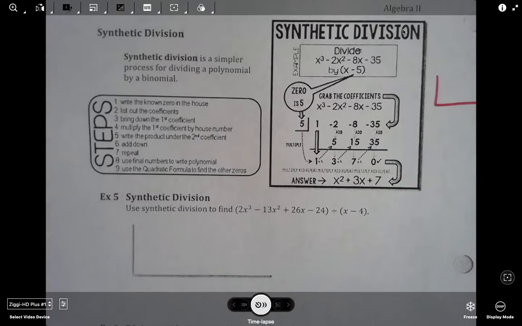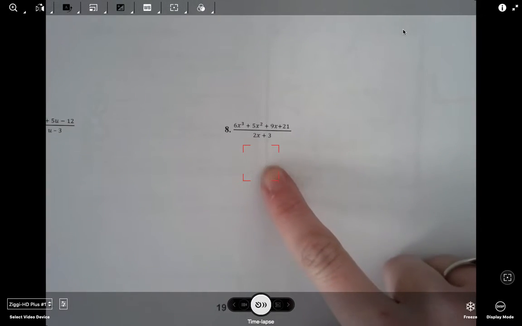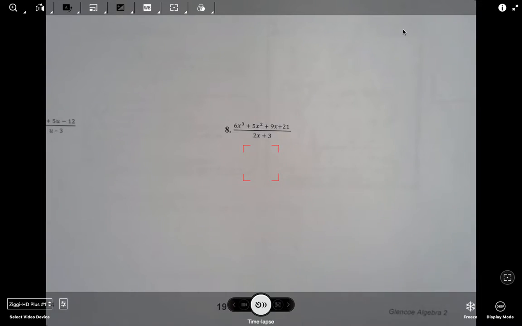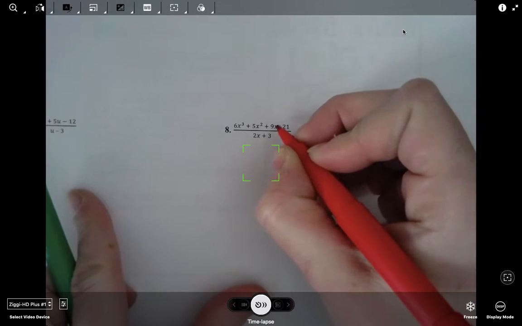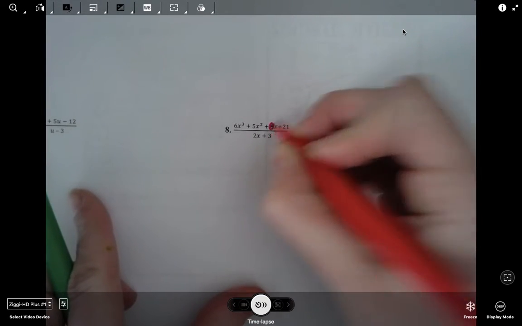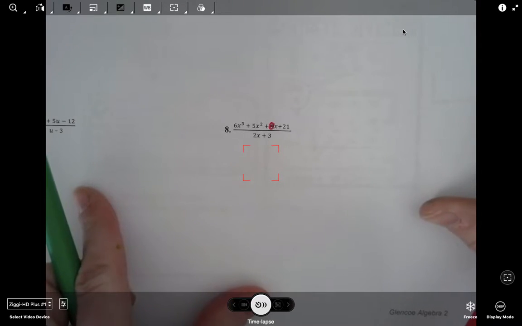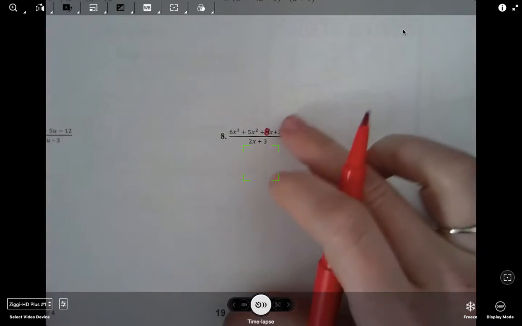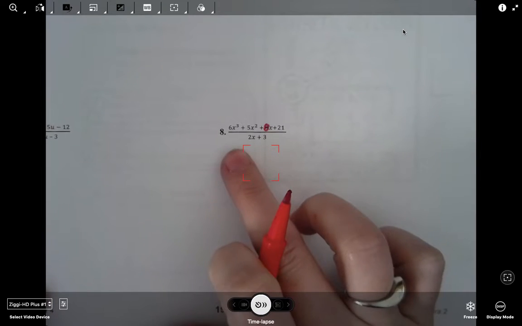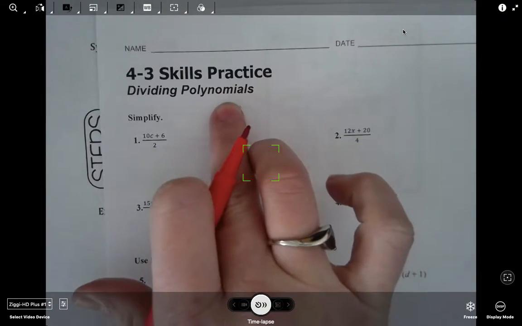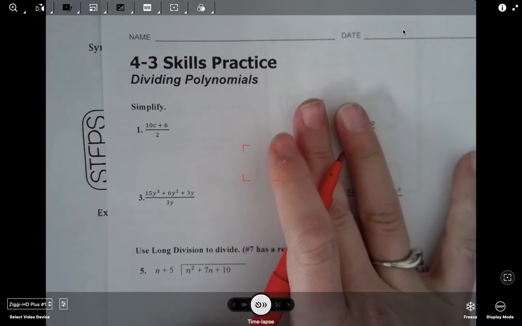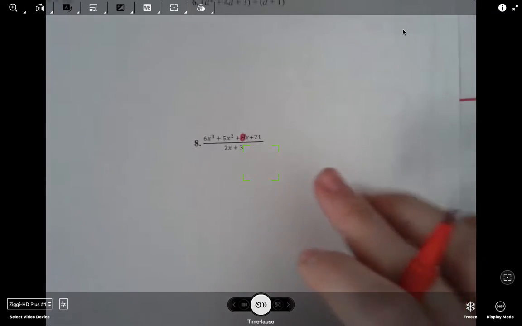Before I go any further with synthetic division, I want you to look at your homework assignment. We went through number 8, and there's a typo on here. I want you to change this 9 to an 8 instead, okay? Then it will come out really, really nice for you. So change that 9 to an 8 on number 8 on skills practice, which is the only page that you should have for this lesson.